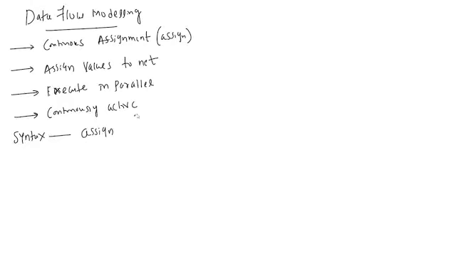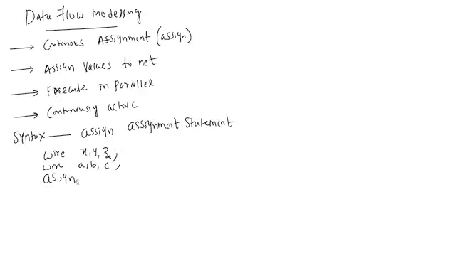The syntax for data flow modeling is assign followed by an assignment statement. For example, let us take wire x, y, z, and you need to declare wire a, b, c also. Declaring wire x, y, z and wire a, b, c, I am using assign x equal to b or c.